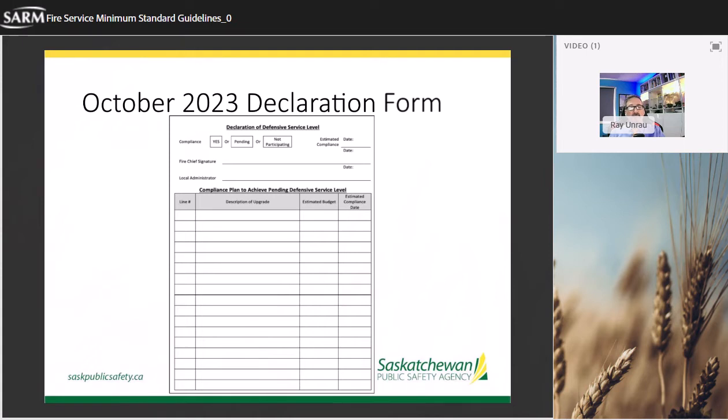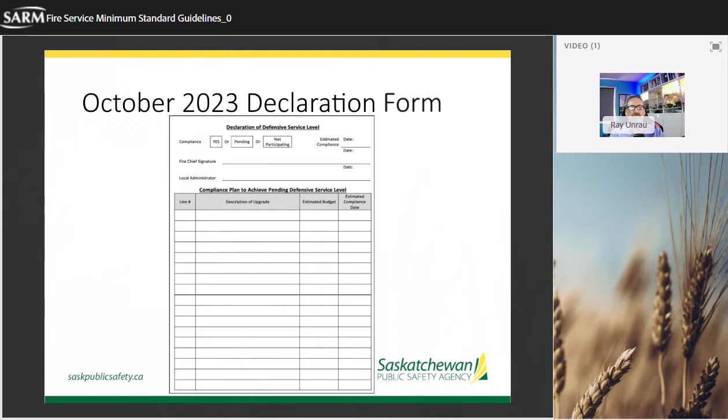So say the defensive level checklist is line item 78, and you have some gaps there. Using my description of the bunker gear, let's say that you don't have up-to-date bunker gear for all of your firefighters. Say 6 of them need updated gear and 4 of them are good to go. So you would put line 78, indicating which line has a bit of work to do. You would give us a description of the upgrade. In this case, you would say we need to upgrade 6 sets of bunker gear.